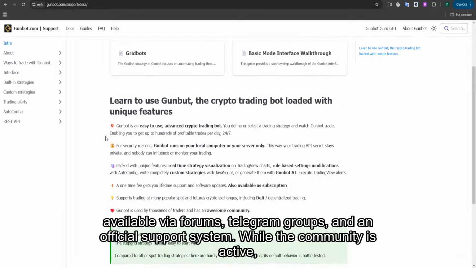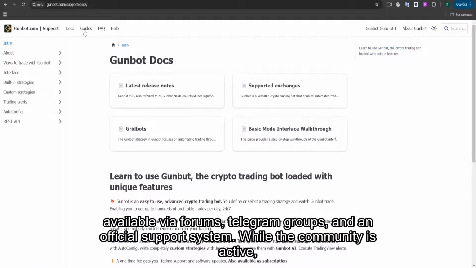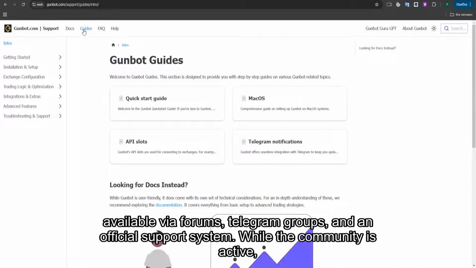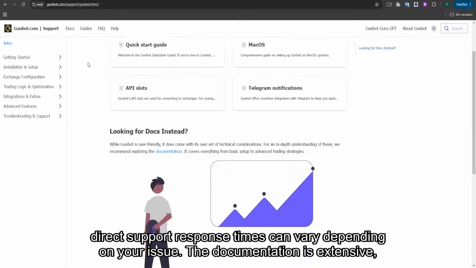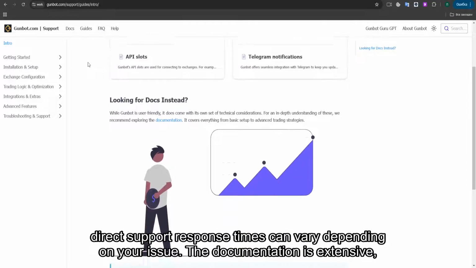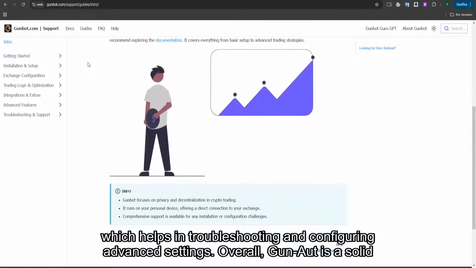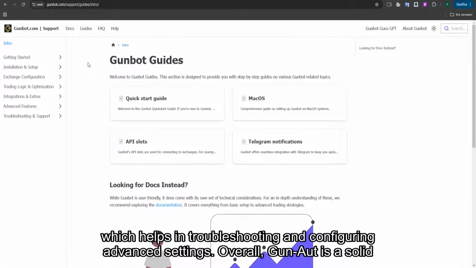Customer support is available via forums, Telegram groups, and an official support system. While the community is active, direct support response times can vary depending on your issue. The documentation is extensive, which helps in troubleshooting and configuring advanced settings.